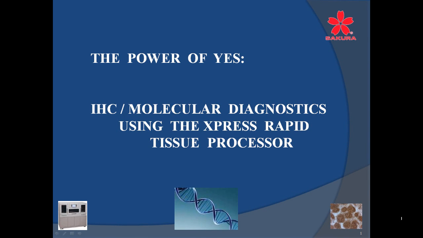I think it's a very important part of all of the work that we do in histotechnology and immunohistochemistry and molecular. So I hope I can accomplish some of the goals today. We'll do our very best in the short time that we have. So we'll move forward. IHC molecular diagnostics using the Xpress rapid tissue processor. So let's see what we have here.